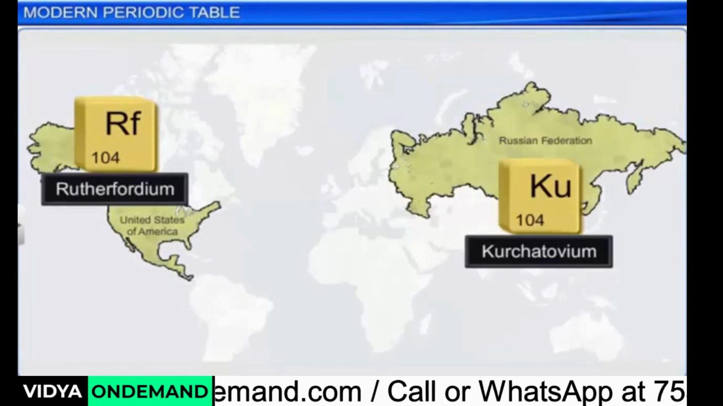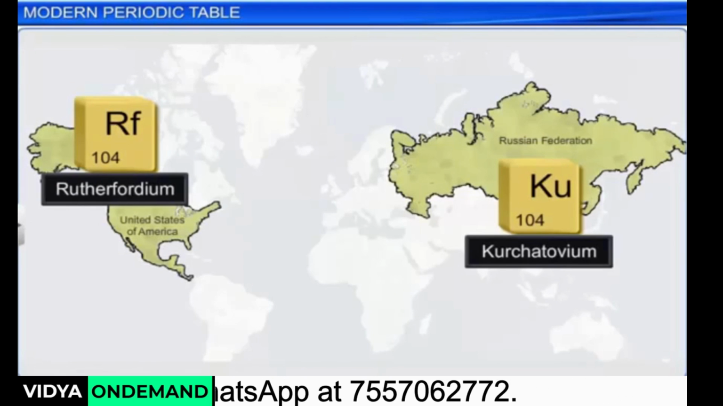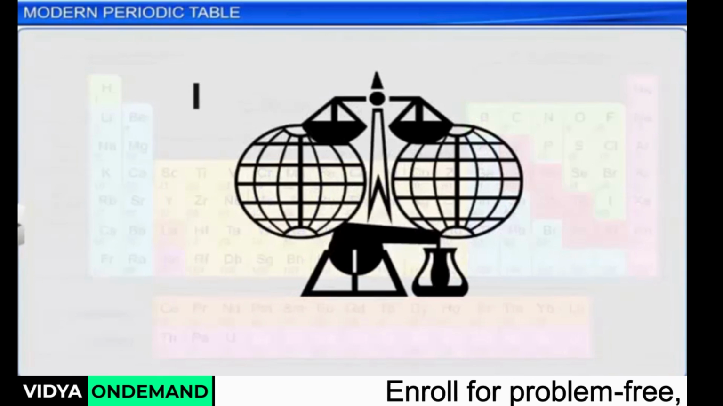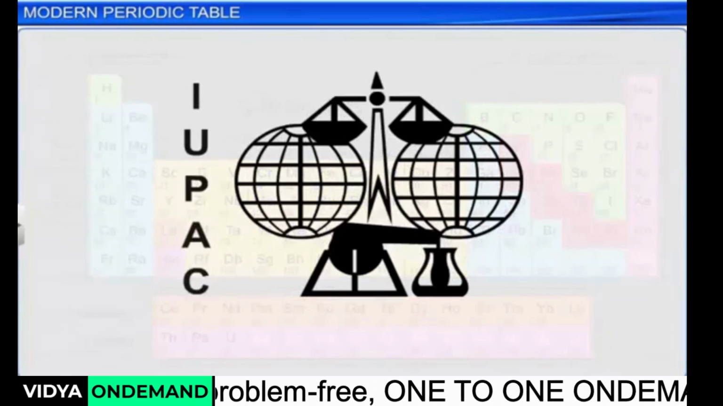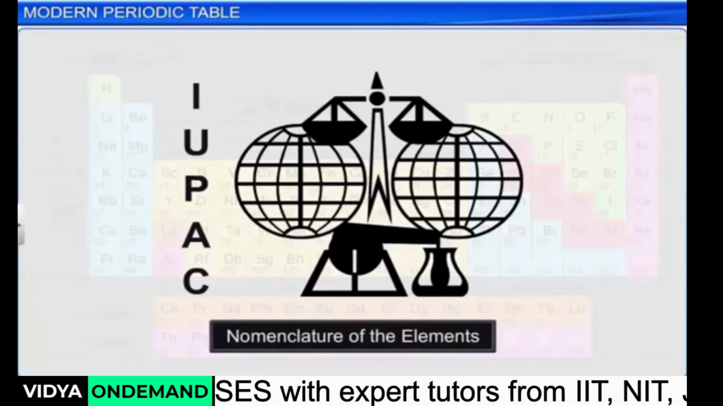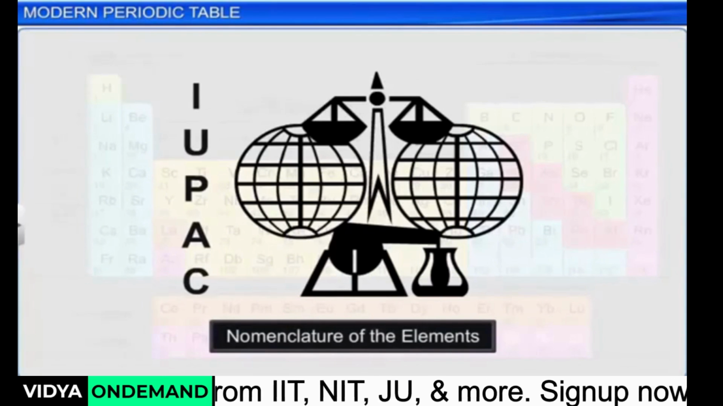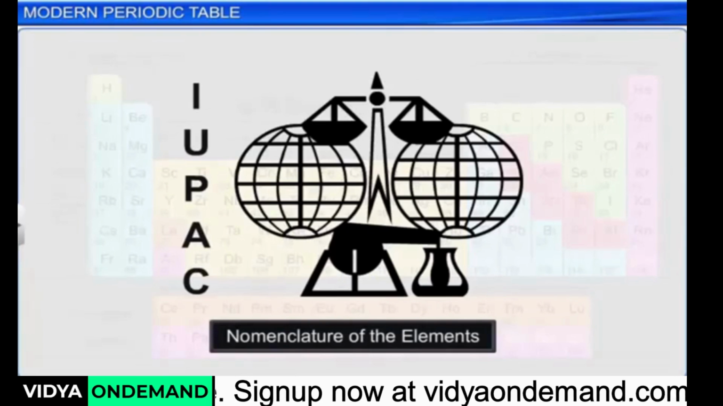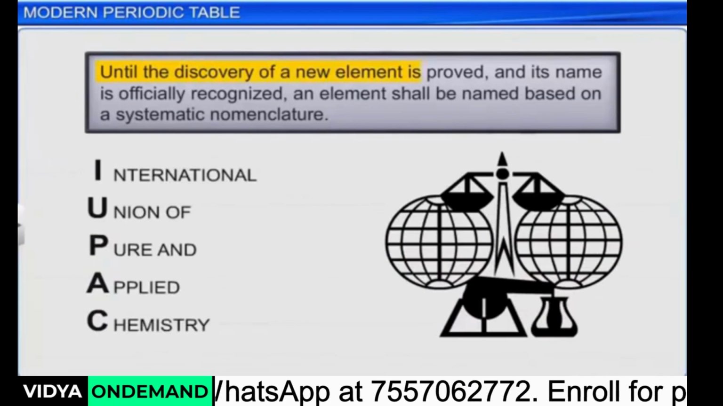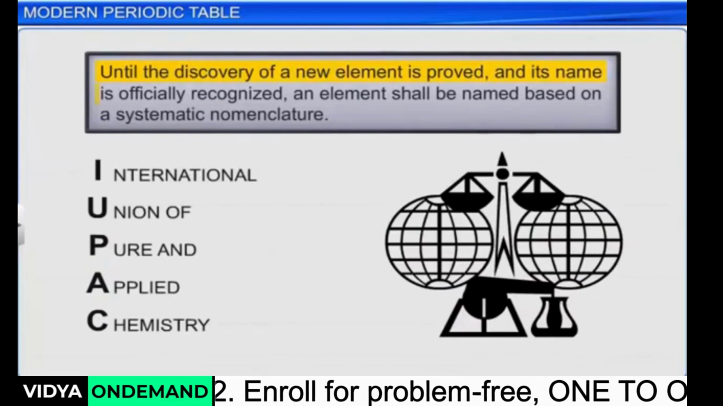To avoid such controversies, IUPAC suggested a systematic procedure to be followed for naming elements with atomic numbers greater than 100. They recommended that until the discovery of a new element is proved and its name is officially recognized, an element be named based on a systematic nomenclature.